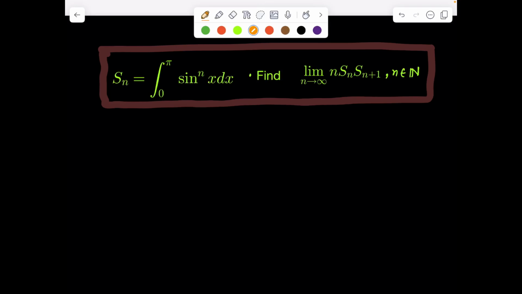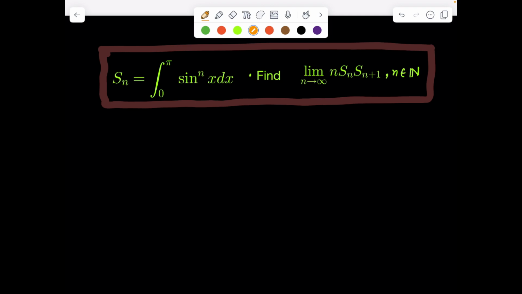Let's try this problem, and it's a beautifully created problem based on recursion. So the question is, Sn is defined as the integral from 0 to pi of sin^n x dx. We have to find the limit as n tends to infinity of n times Sn+1, where n belongs to the natural numbers.